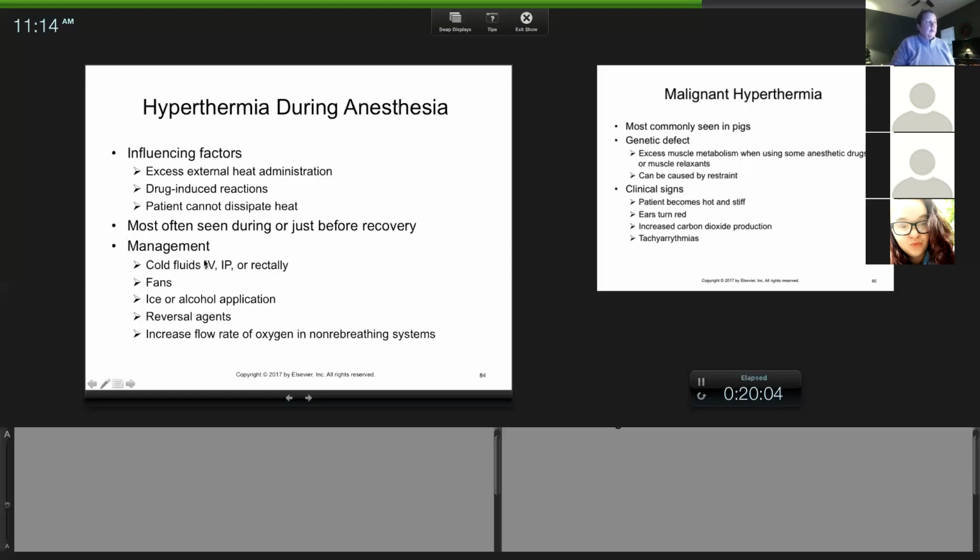You can give cold fluids intravenously. Sometimes in heat stroke, we've passed a urinary catheter up the rectum, and you can do what's called a cold water enema. If you chill them through the intestinal tract, through the colon, that can sometimes cool them. You can put them on fans. You can use ice. Alcohol is controversial.